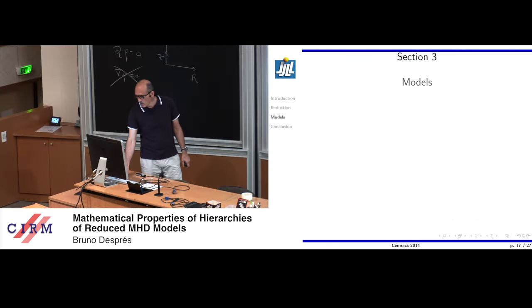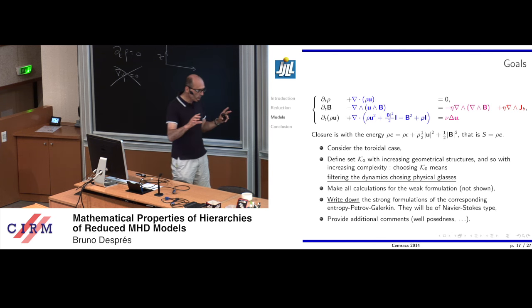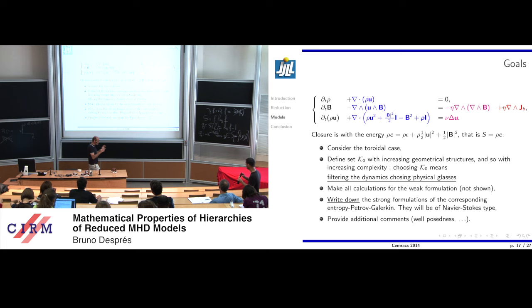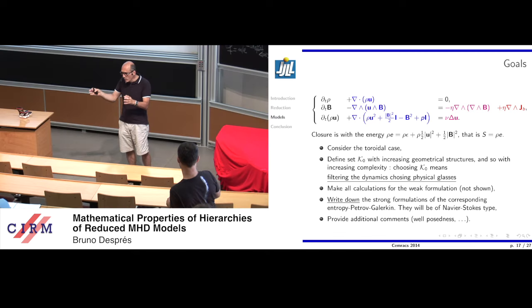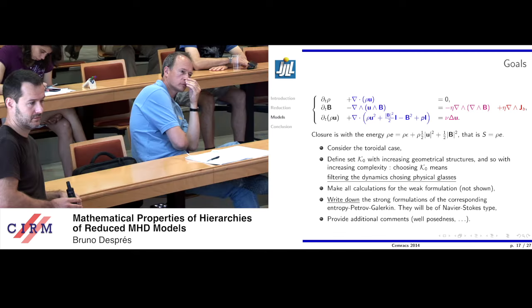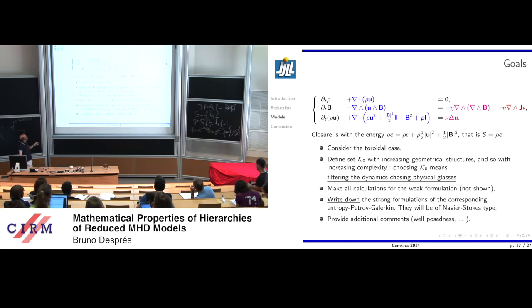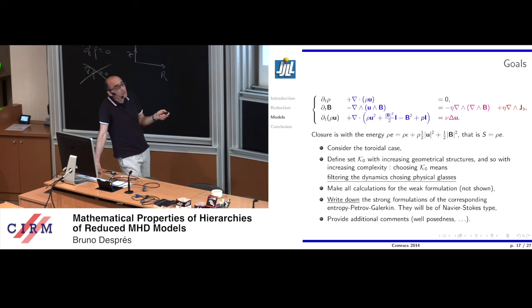If I understand, I have a model at the top, say for example this one. And for this one, you have a closure relation here for the energy. Then I reduce. Do I have the same closure relation, or another one? And it is the same thing. And let me show you an example. The theory says it is the same, but let me show an example.